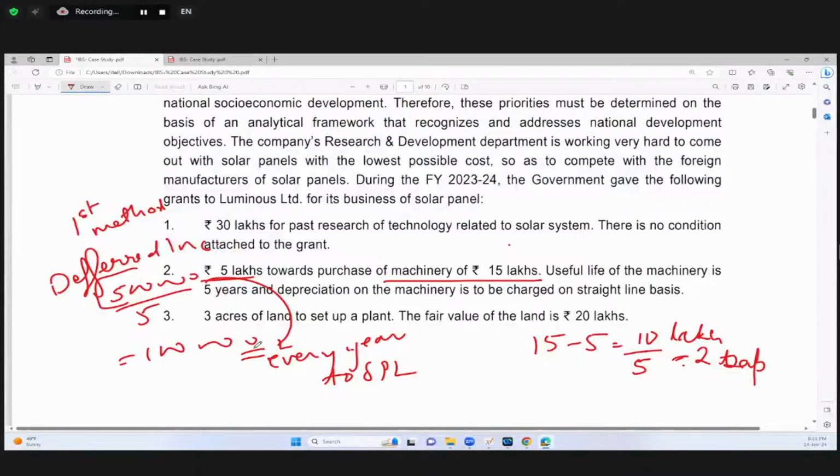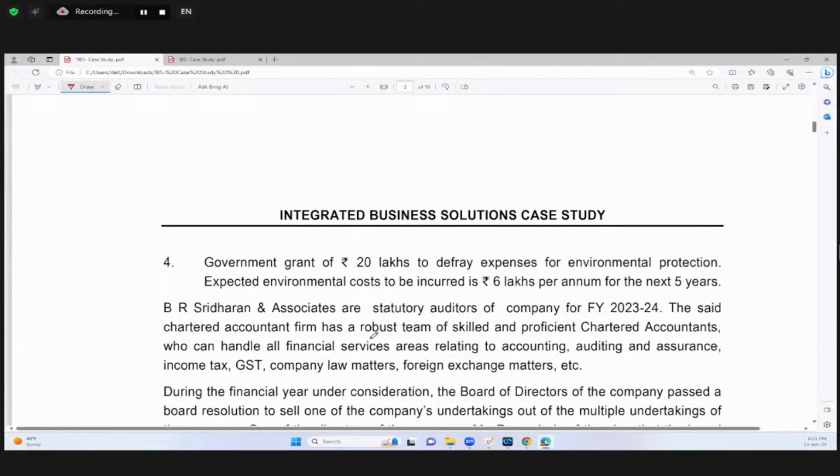The fourth grant provided by the government is a government grant of 20 lakhs to defray expenses for environmental protection. Expected environmental cost to be incurred is rupees 6 lakhs per annum for the next 5 years. See students, here we have to see first whether the promise of 20 lakhs comes with the condition attached that this is to reimburse the expenses for environmental protection. Defray means reimburse. Whatever expenses are incurred by the entity, the government is reimbursing to the entity.